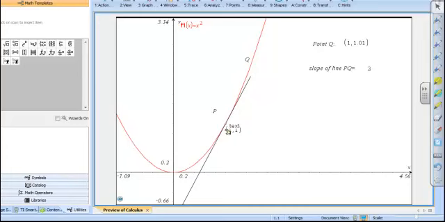So that, kind of in a really simplified version, is the tangent line problem. The problem is we have to find an equation for a tangent line. We have to have 2 points to find slope, but we only have 1 point.